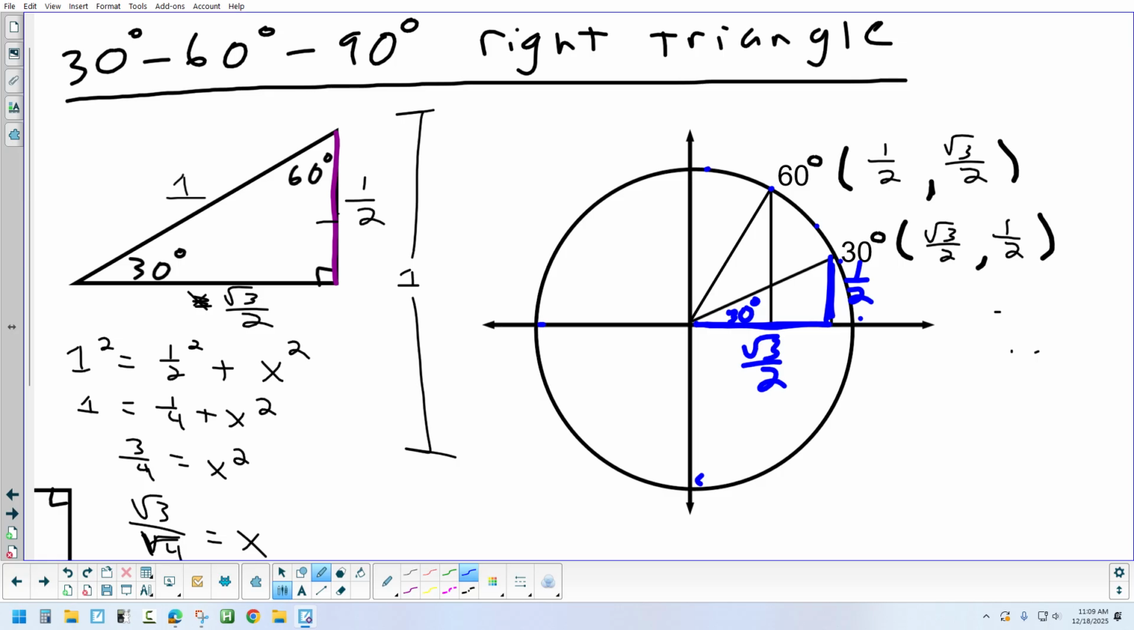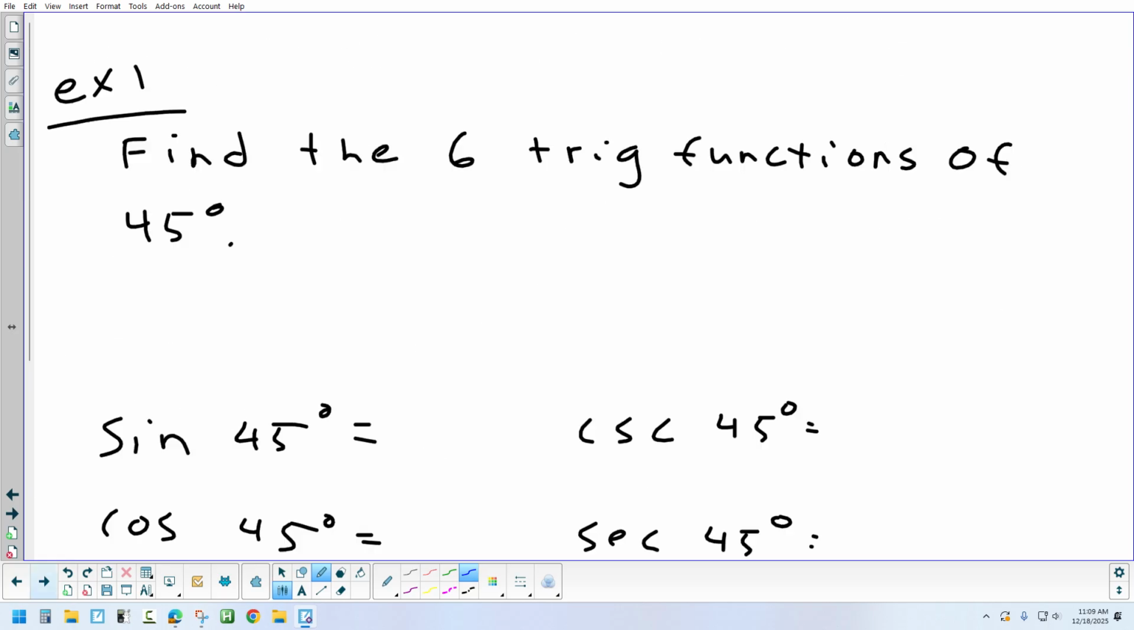All right, so let's try a few trig functions. Find the 6 trig functions of 45 degrees. They gave us 45 degrees. That's fine that they give us an angle, but we really need the coordinate. What is the coordinate for 45 degrees? Is it square root 2 over 2, square root 2 over 2? Yep. Now we've got the coordinate. We can go through and find all the 6 functions.